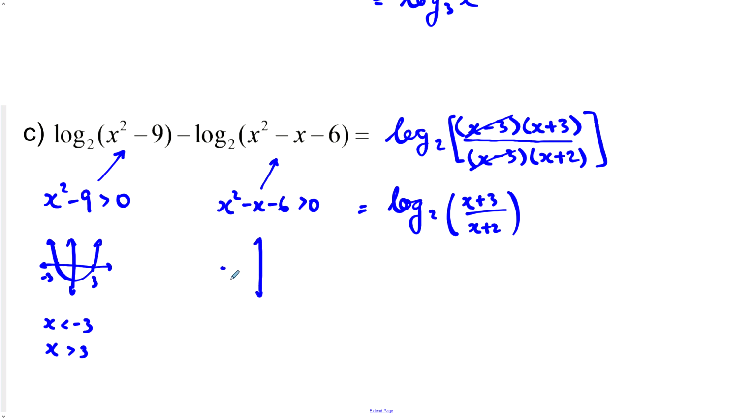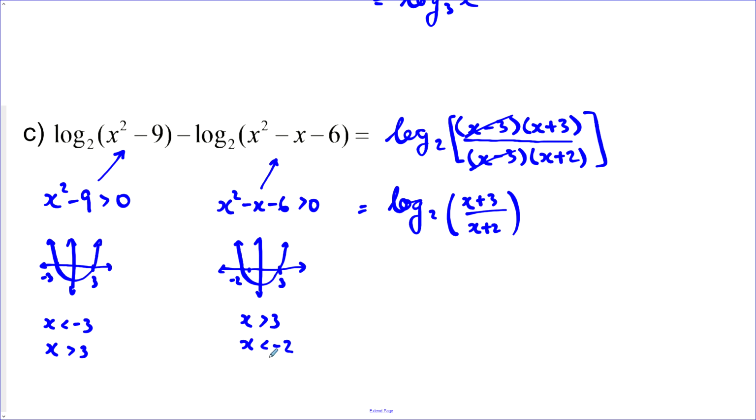When we look at this one graphically, we can look at the factors that I used here. We've got an x-intercept at +3, and we've got an x-intercept at -2. And this one also opens up, and so it looks something like that. Where is this one positive? When x is greater than 3, and when x is less than -2.